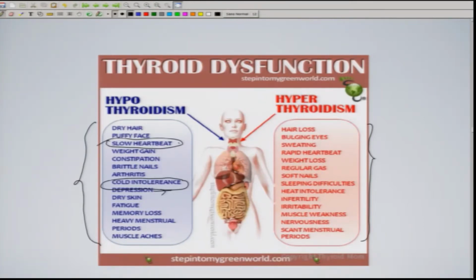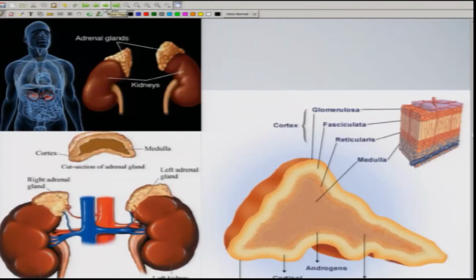If you look at it, there is a slow heartbeat, whereas there is a rapid heartbeat, and there is heat intolerance, whereas there is cold intolerance. So, there are several unique areas which an expert clinical endocrinologist can tell you based on the symptoms. Okay. So, from here let us move on to the adrenal gland.